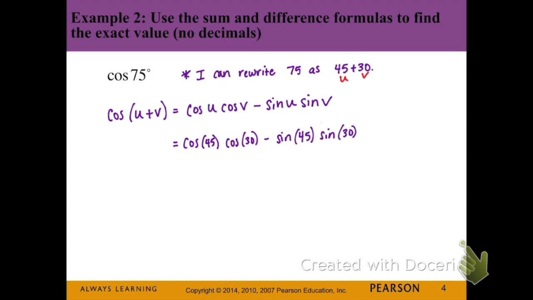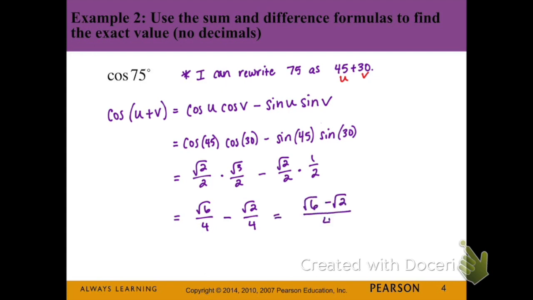And now we can think back to our unit circle, figure out what cosine of 45 is, cosine of 30, sine of 45, and sine of 30. Again, we're just going to simplify this now by combining fractions and then rewriting it as one fraction.